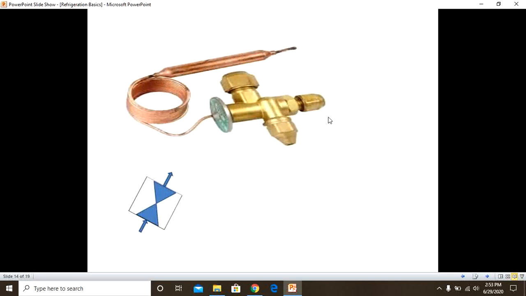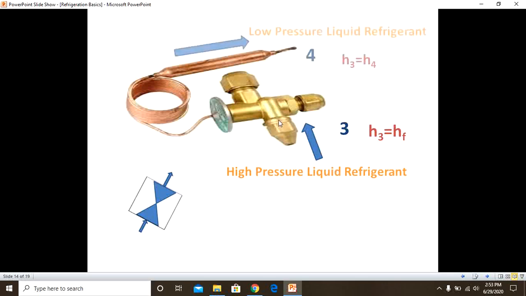Next, we have to go for the expansion device. That expansion device is nothing but your thermostatic expansion device. In the thermostatic expansion device, what will happen? High pressure liquid refrigerant will run into the thermostatic expansion device, and then low pressure liquid refrigerant will come out, and there will also be a slight temperature difference. The temperature will drop from T3 to T4. Therefore, this is an isenthalpic expansion process.